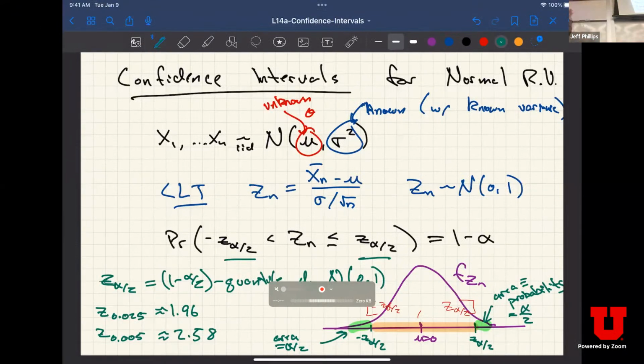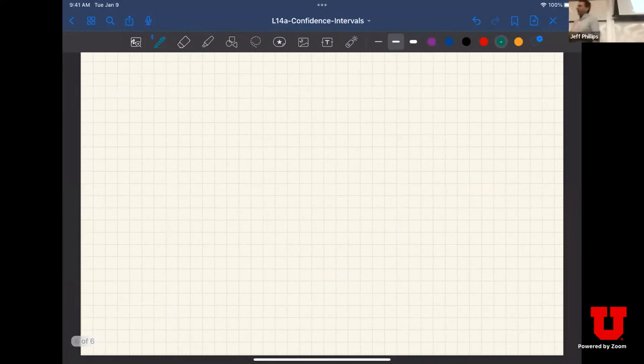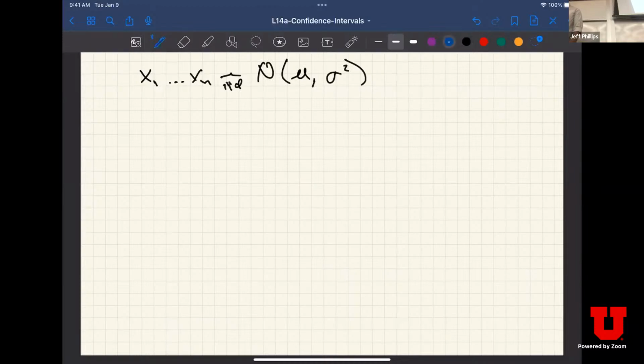Okay, so I'm going to use these values now to calculate the confidence interval for when I draw from the normal distribution with the unknown mu. Let me write this up again. So I have x1 up to xn. These are IID from a normal distribution with mean mu and variance sigma squared.